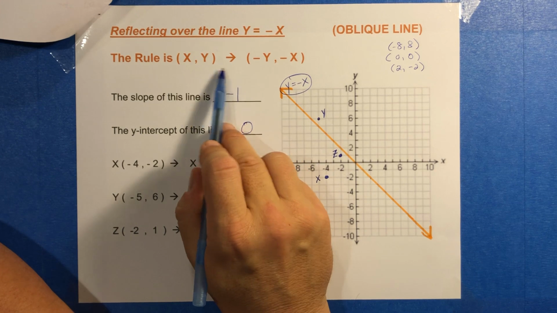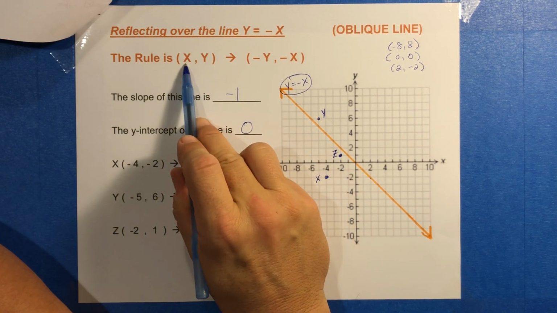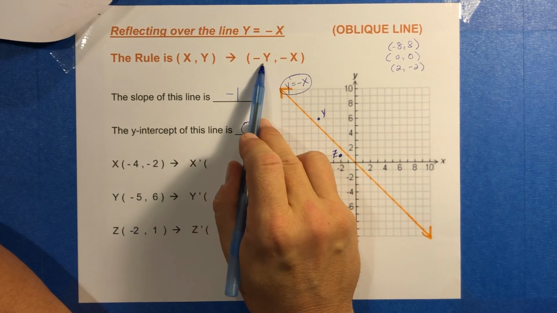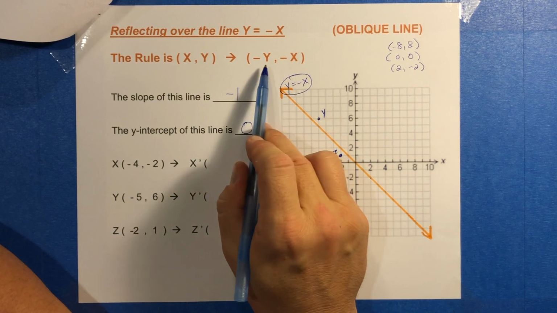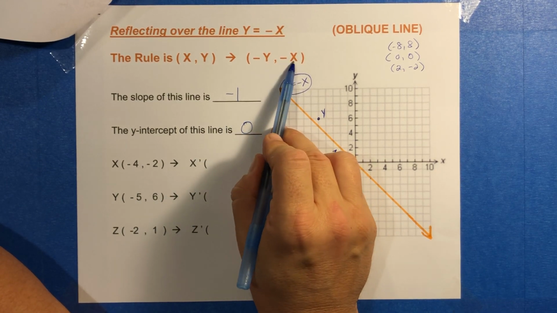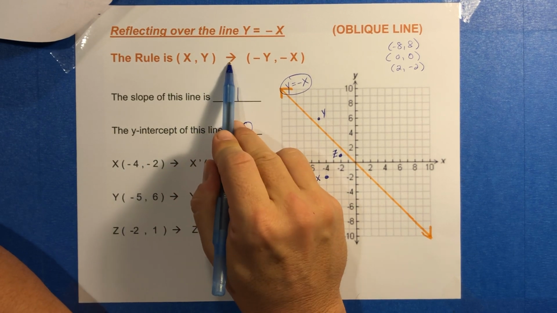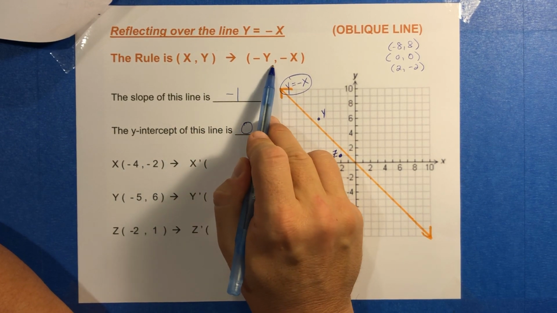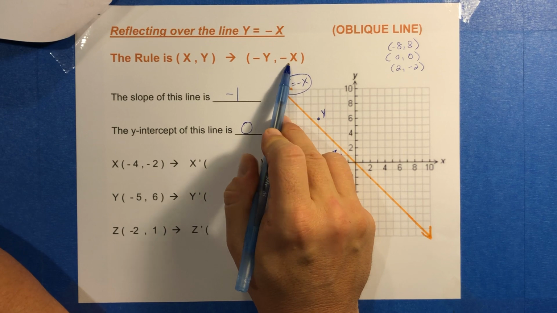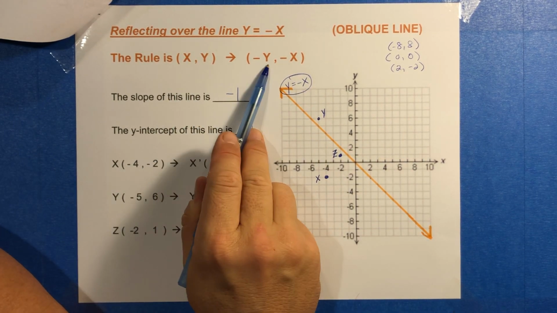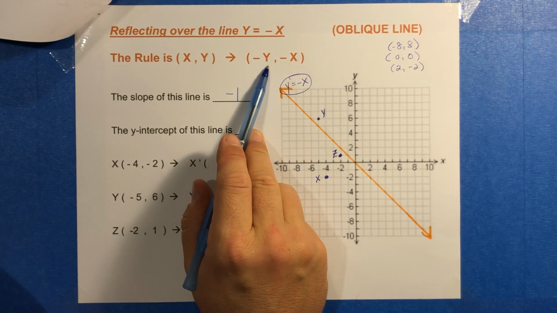Not only do we swap the coordinates, swap x for y and y for x, notice they changed positions, but we're also going to change their signs. So we read this as x comma y maps onto the opposite of y, comma, the opposite of x. 2 rules: swap them and change their signs.